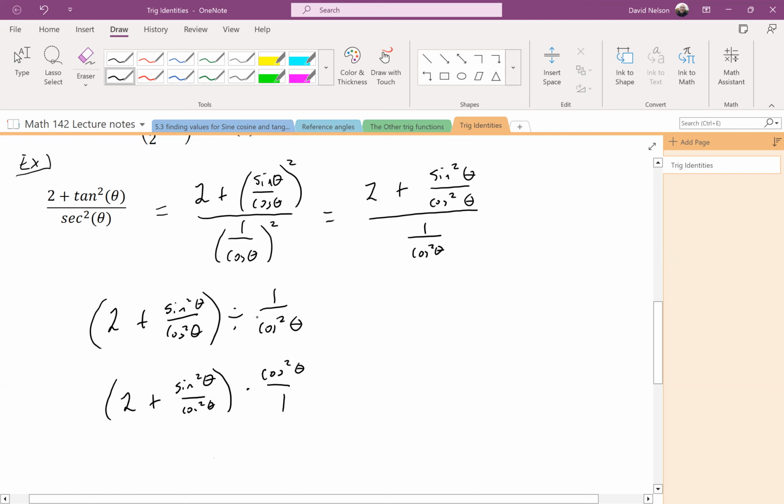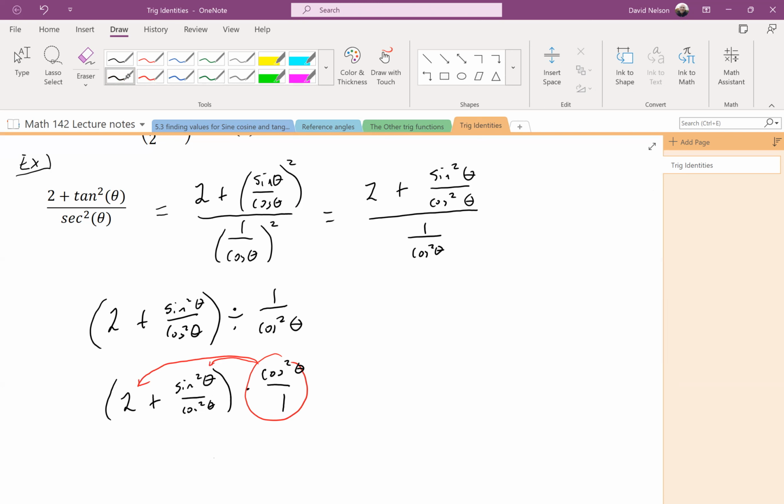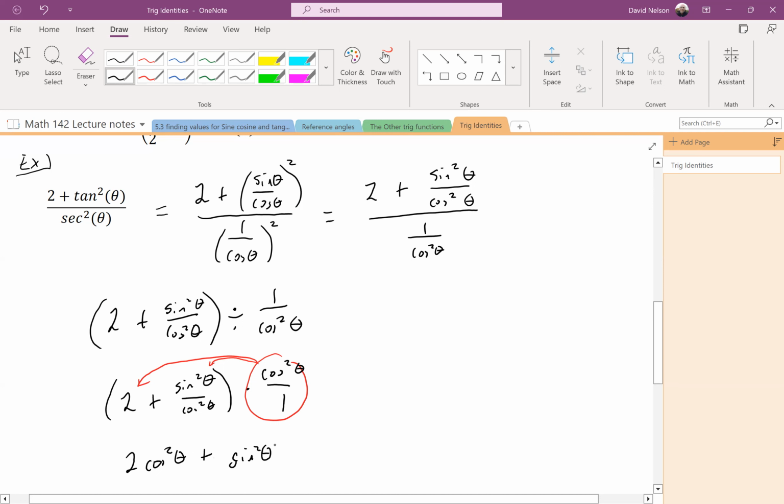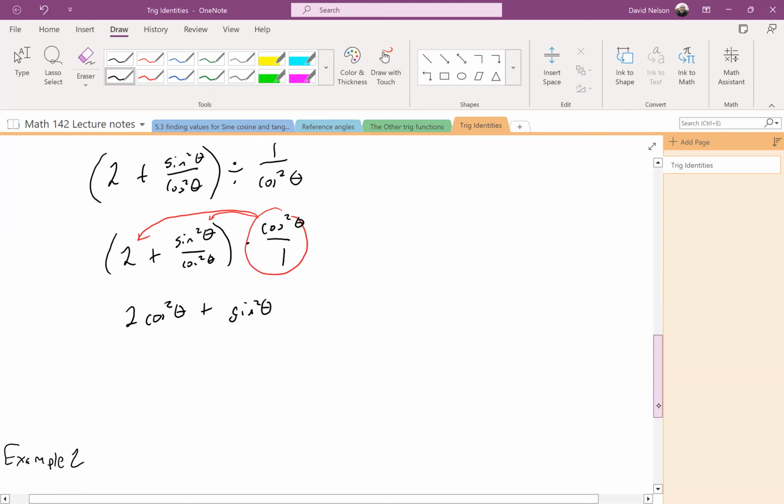All right, so I can flip over that second fraction, the one you're dividing by, and then I want to multiply. Let's go ahead and distribute that through the parentheses there. And that will give me 2 times cosine squared theta plus, then I have to multiply it by the sine squared. And the nice thing is that the cosines will cancel. So I'll just have sine squared theta in there as a value.